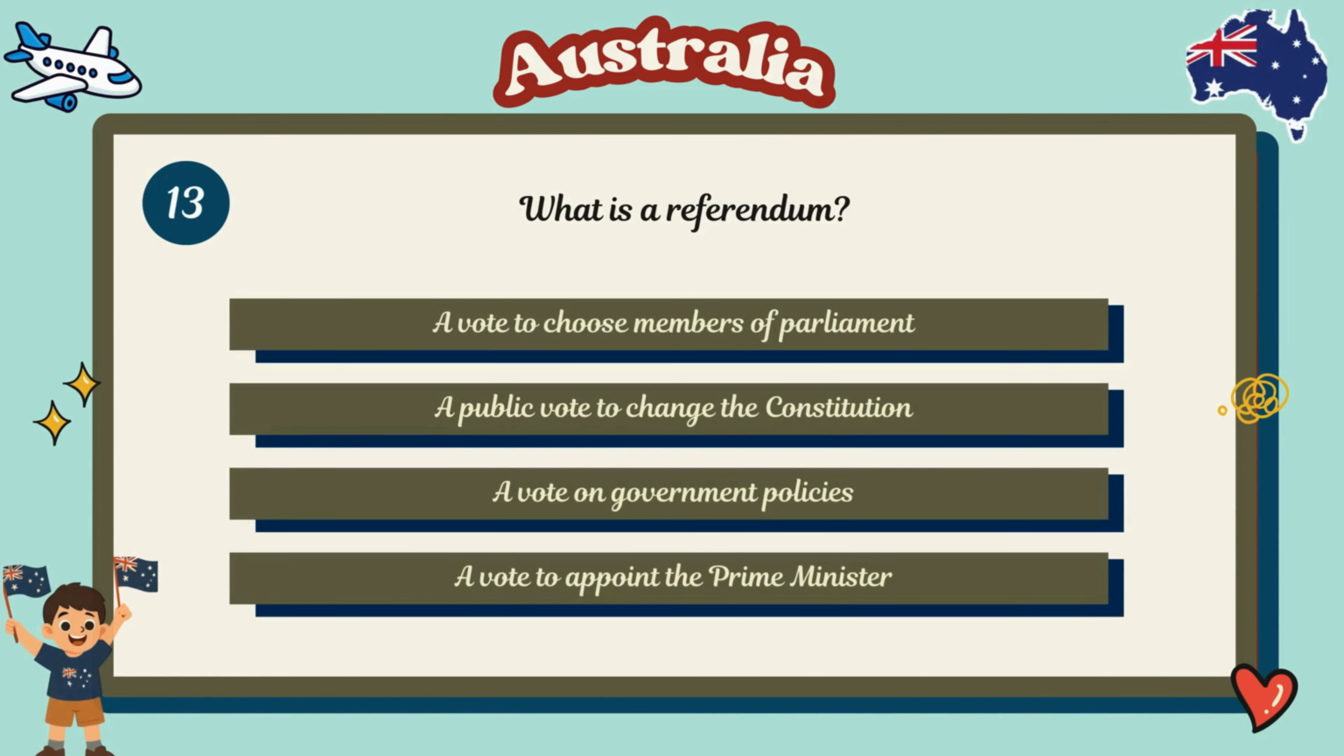Question 13. What is a referendum? A. A vote to choose members of Parliament. B. A public vote to change the Constitution. C. A vote on government policies. D. A vote to appoint the Prime Minister.